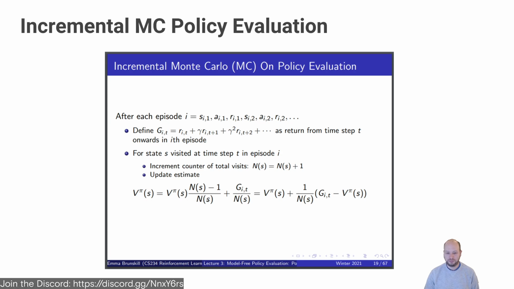So the idea here is that the first time I come across a state, the weight is going to be 1 minus 1 over 1, which is 0 over 1, which is 0. So the value of that particular state is going to be exactly equal to the return.